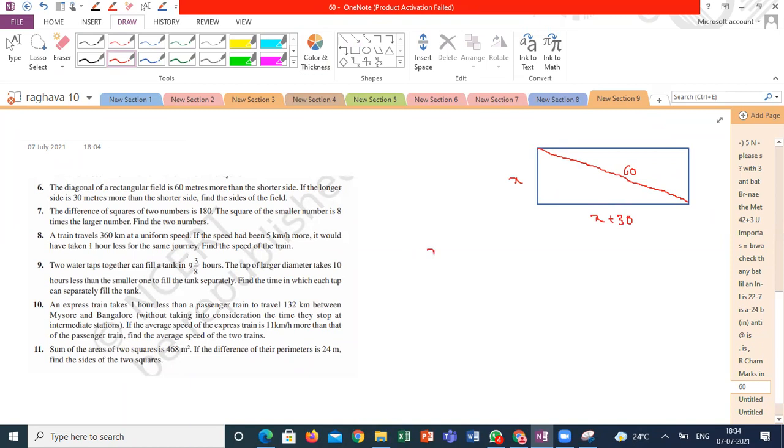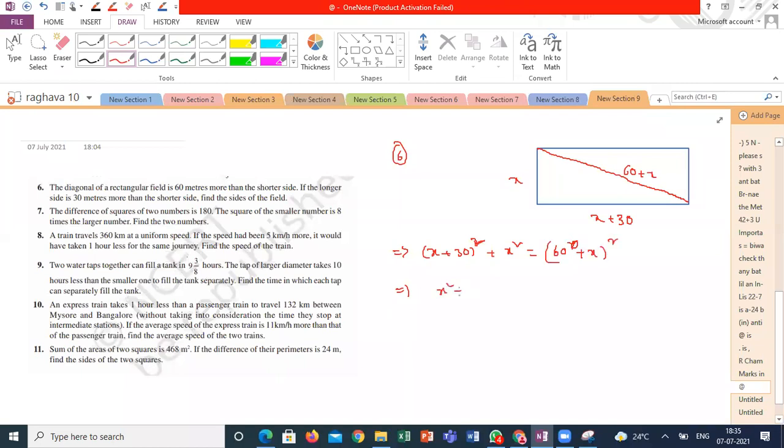So according to Pythagoras theorem, in a rectangle a right angle triangle will form: x plus 30 whole square plus x square is equal to 60 square. Correct? Am I right or wrong? The diagonal should be 60 plus x, sir, as they have given it is 60 meters more than the shorter side. So this is 60 plus x.